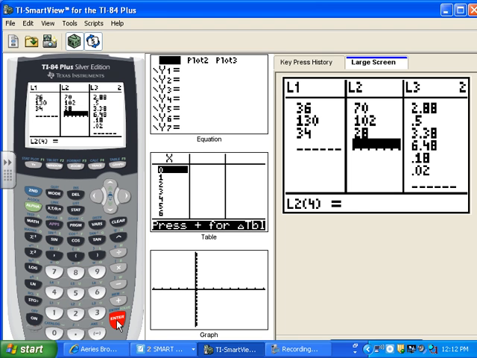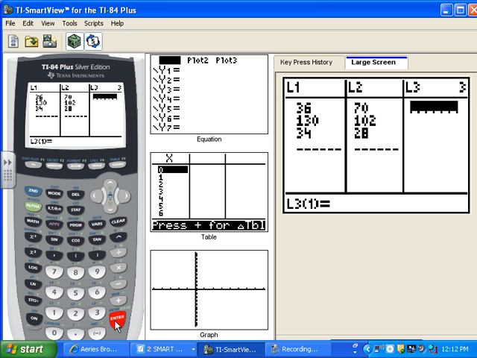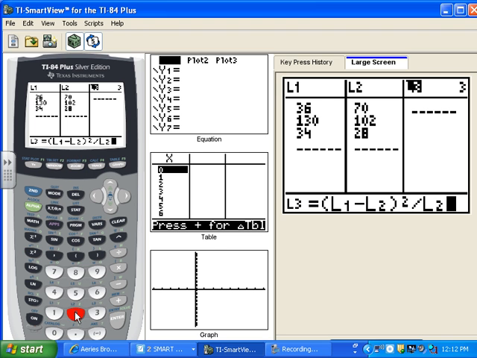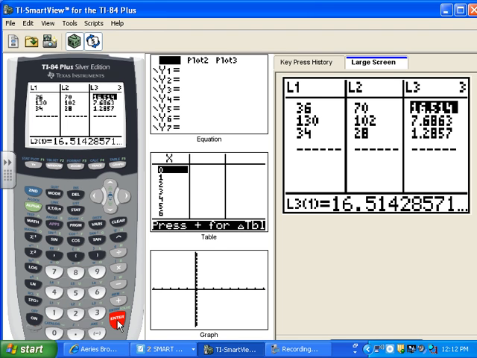Okay. At this point, I'm going to go ahead and do it by hand again, just to show you guys how to do it by hand. We go to list 3. We're going to make list 3 list 1 minus list 2 squared divided by list 2. That's observed minus expected squared divided by expected. So I will say list 1 minus list 2 squared, and I'm going to divide that by list 2. And then we're going to sum that.